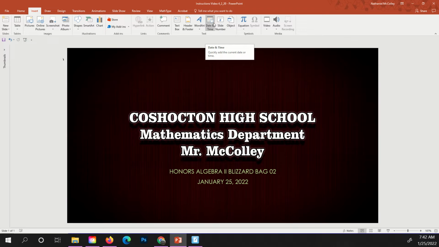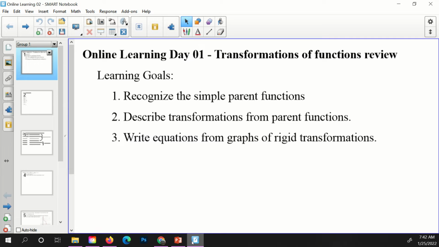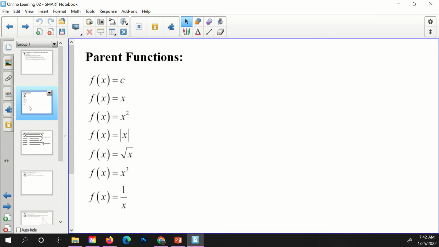Hopefully yesterday's was not too bad. Today we're going to review transformations of functions, and so we're going to quickly talk about some simple parent functions. We're going to describe some transformation of parent functions, and then we're going to write some equations from graphs of rigid transformations.